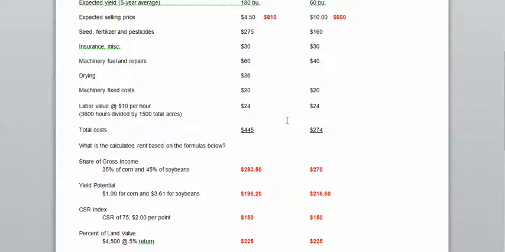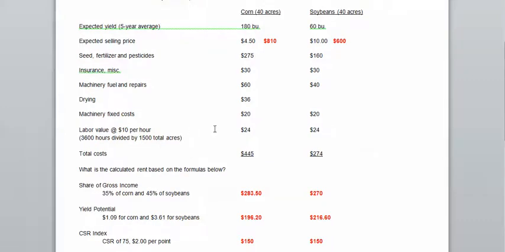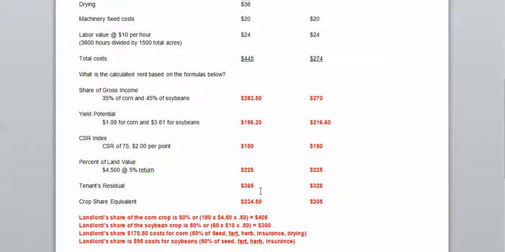Obviously, this is a very aggressive type of rent structure, a rent formula, but nonetheless, it is one that could be used. At least in this example, you are paying yourself labor value, you are paying yourself your machinery cost. And sometimes you'll see some crazy cash rents out there. They don't even do that.